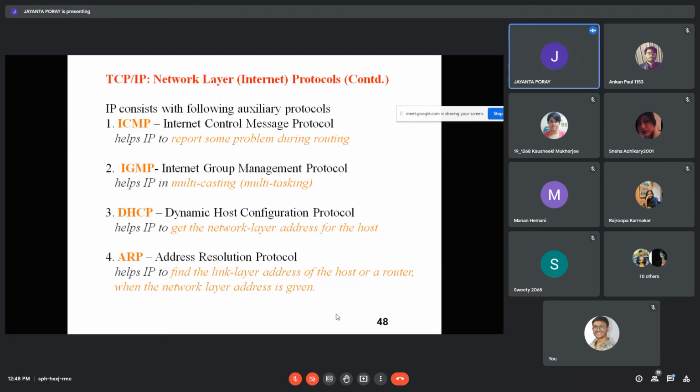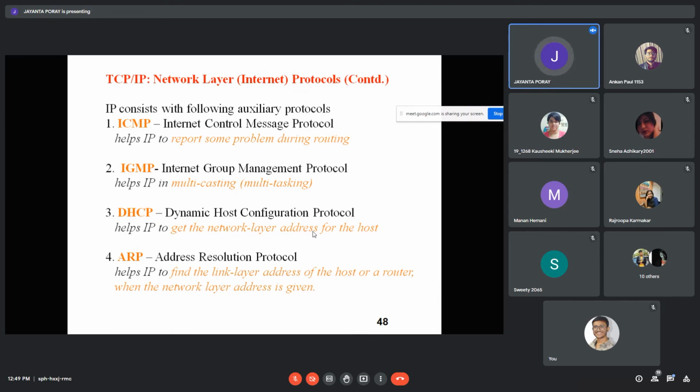Yeah. So there you have some other protocols, which we call subordinate protocols, and some detailed understanding about these protocols is required, particularly DHCP and ARP. That is also in the Microsoft syllabus. DHCP is the Dynamic Host Configuration Protocol, which helps IP get the network layer address for the host. Now, your task is to go a little deeper into how DHCP works and how it gets the network layer address for the host.